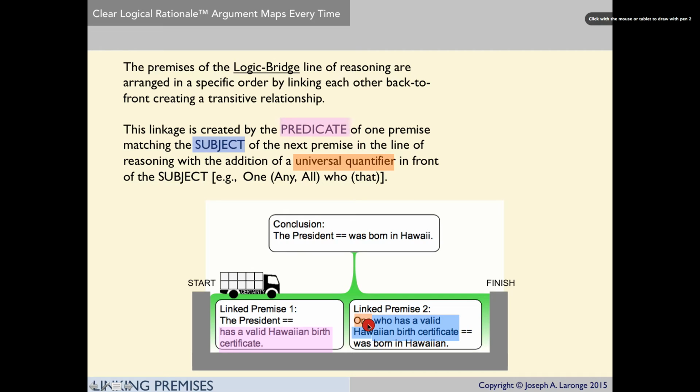And the quantifier, actually this orange should be in front of the who as well, right here, is added in front, this universal quantifier. They're called linked premises because the back or the predicate phrase of one premise becomes the front end of the next premise. So the ordering of the premises is important because you have to have this linkage, and then you add the one who or one that in front of it, and then that, just like railroad cars, how they connect, that's how they're linked.